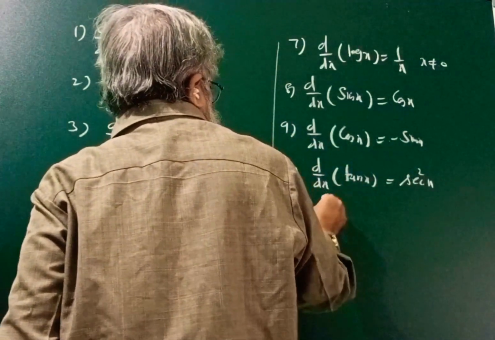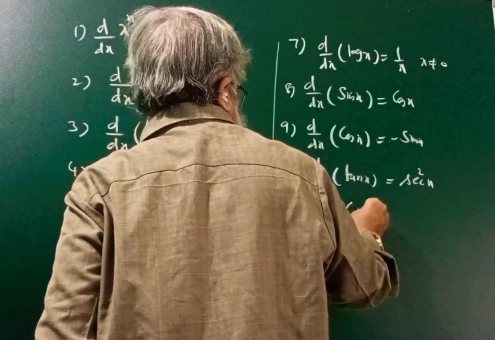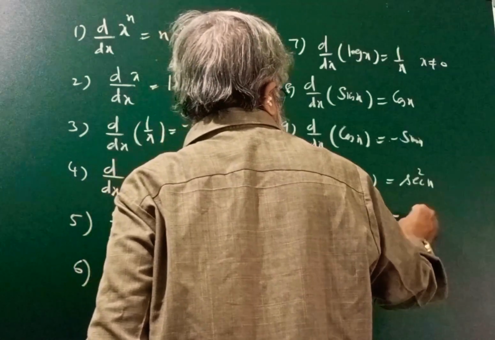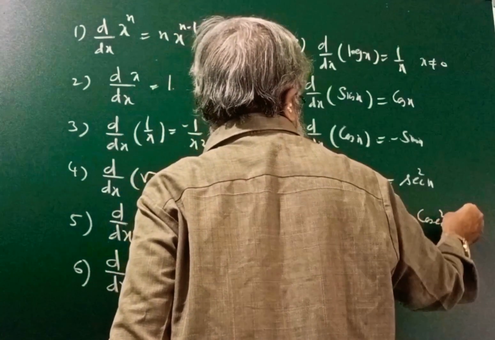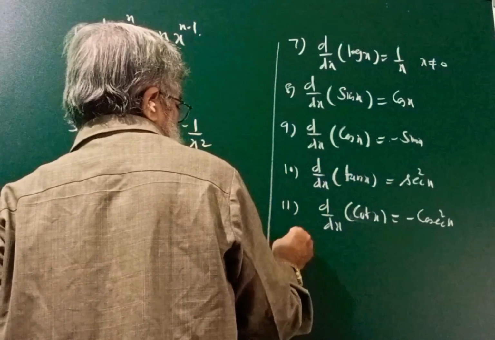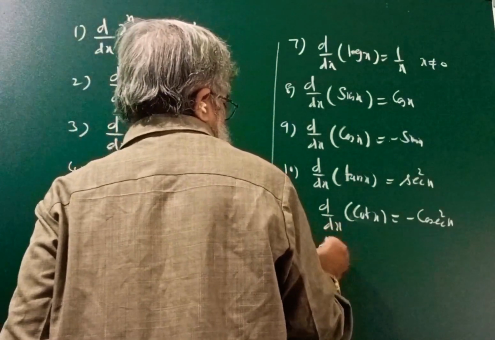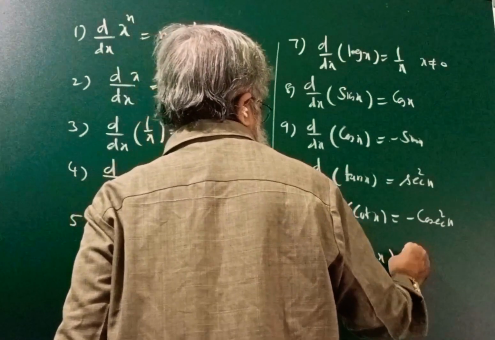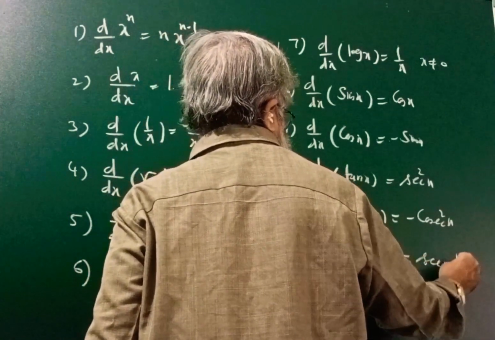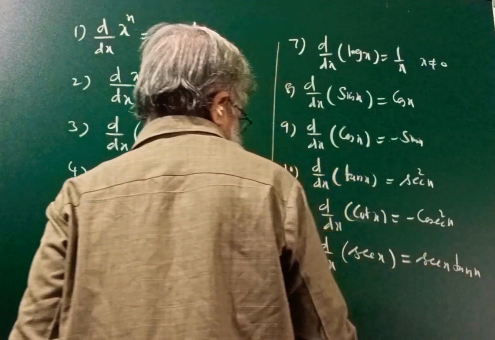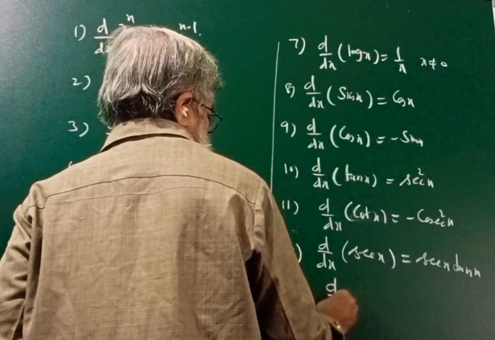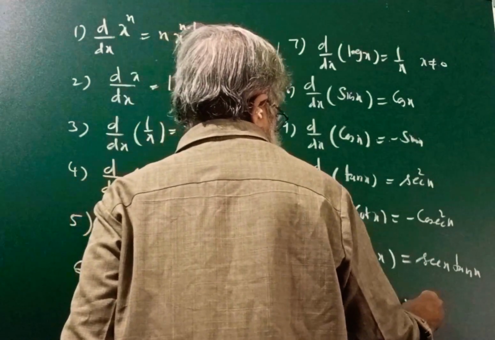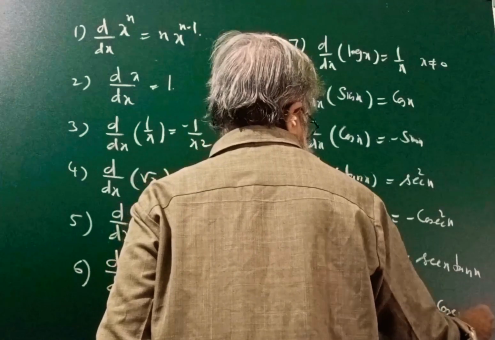And derivative of cot x is minus cosec square x. And then we have the derivative of sec x, that is sec x tan x. Then we have the derivative of cosec x, that is minus cosec x cot x.